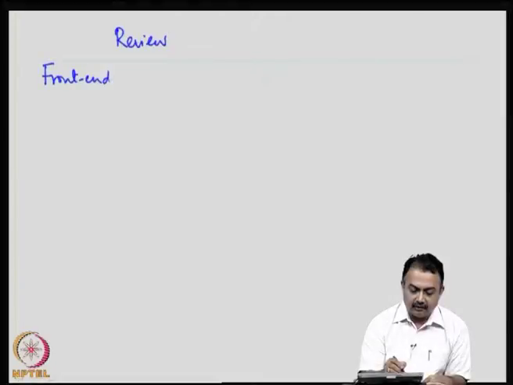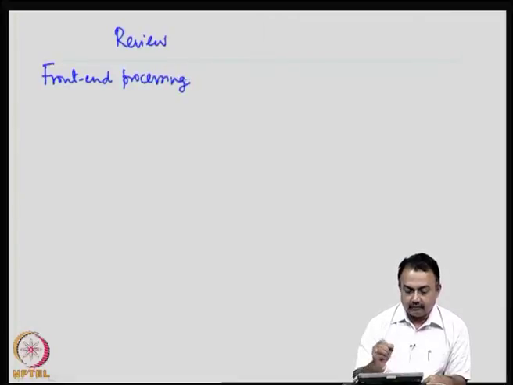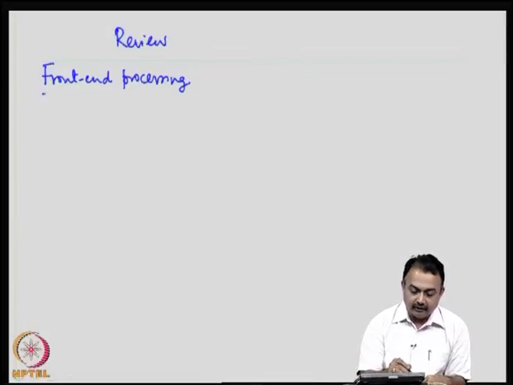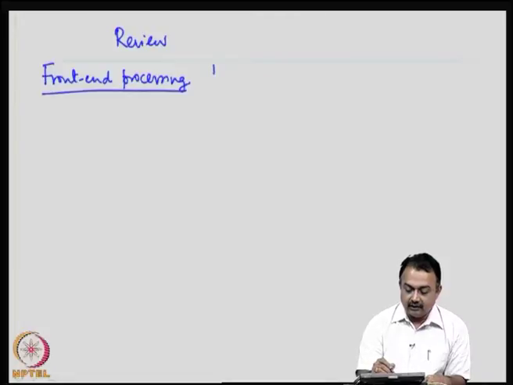Today we will start with the review of the previous class. If you remember or recollect, we have looked at the front end processing of semiconductor fabrication. So, some of the important points that we saw in the front end processing to get a wafer and then a die, I will bring out here so that you can recollect.